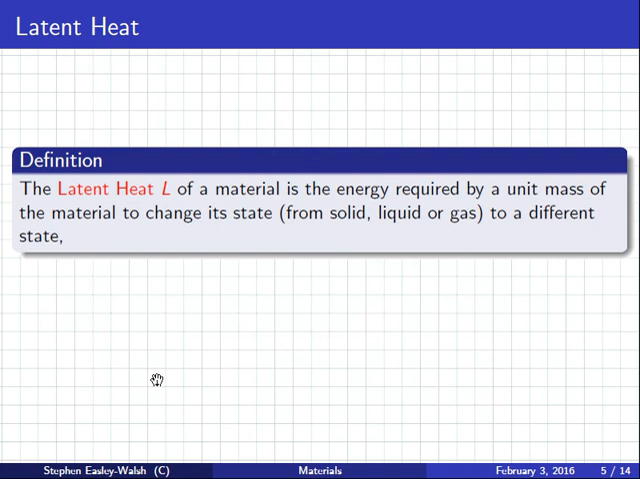Write that down. Now, this was in the exam last year, and all the students got it wrong because they forgot to write "without a change in temperature." So latent heat is the energy required to change the state, from solid to liquid to gas, without changing the temperature. That is latent heat.